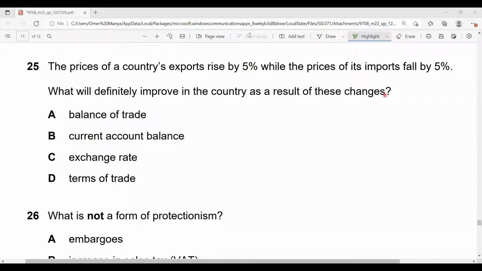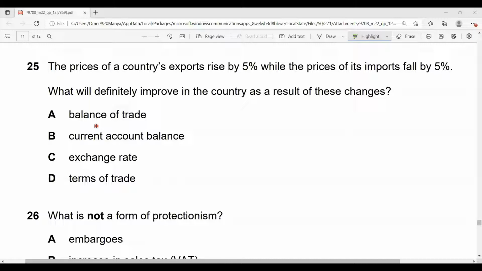The prices of a country's exports rise by 5%, while the prices of its imports fall by 5%. What will definitely improve in the country as a result of these changes? We're looking for an improvement in one of these concepts. First, we have the balance of trade. The balance of trade is a section included in the current account. As we've seen, it includes the balance of goods, the balance of services.